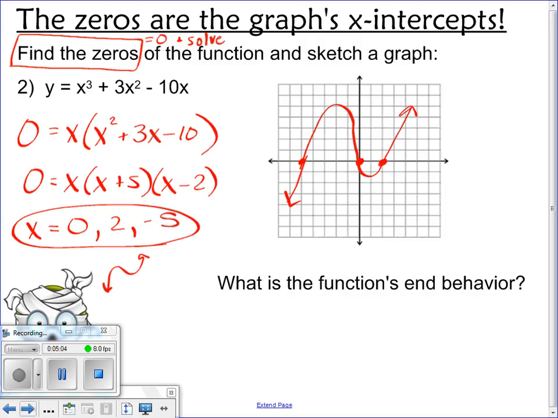Do I know how high it really goes or how low it goes? I have no idea. But I can get a rough idea of what it looks like. Pretty cool, right?